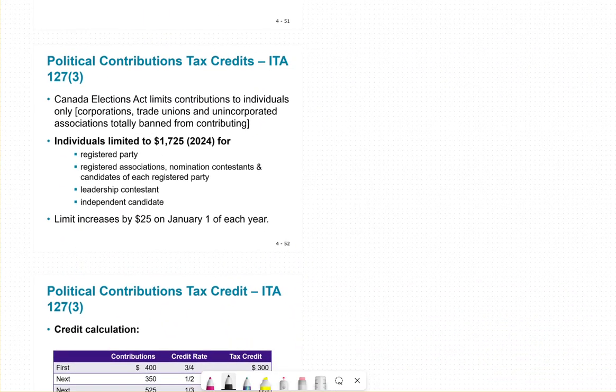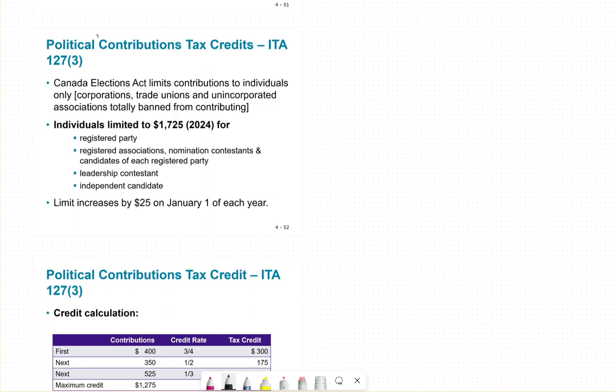Now, if you make a political contribution, for example, supporting the Liberals or NDP or PC, provincial conservatives, you're allowed credits. We call it political contribution credits. It has to be to a registered party, registered association, or any independent candidate. This limit is increased every year.